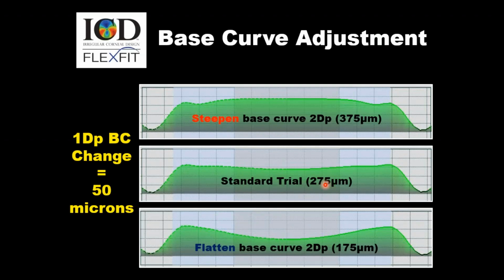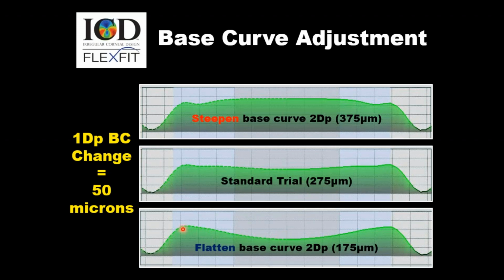So we can take our sagittal depth of lens, let's say our 4400 lens, and change the associated base curve. If we go two diopters steeper, that's going to increase the sagittal depth 50 microns for every diopter of base curve change. So two diopters steeper adds 100 microns to the center. If we flatten the base curve two diopters, that takes away 100 microns from the center. So when you change base curve, you can alter the apical clearance of the lens by 50 microns per diopter.